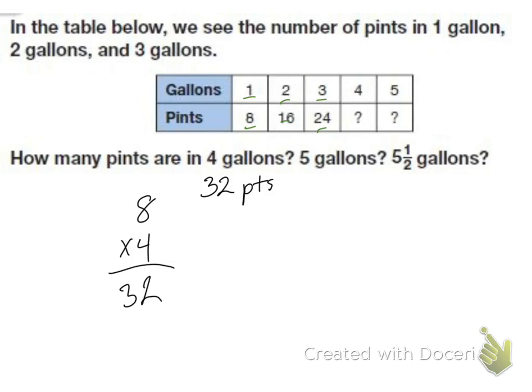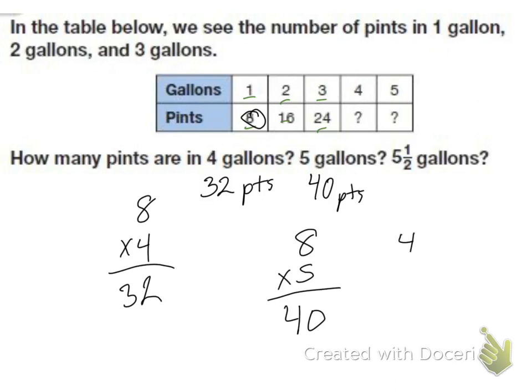In 5 gallons, we would do 8 times 5, which is 40. So 5 gallons has 40 pints. And then 5.5, well, I know half a gallon would be half of the 8, so that's 4. So 5.5 would be 40 plus 4 more pints, which equals 44. So 5.5 gallons has 44 pints in it.